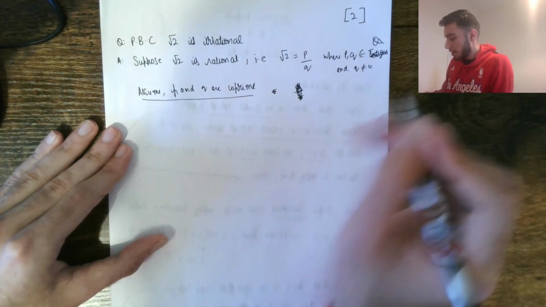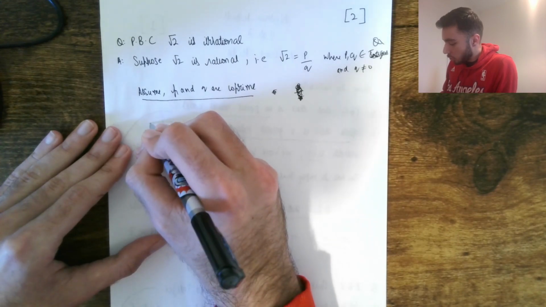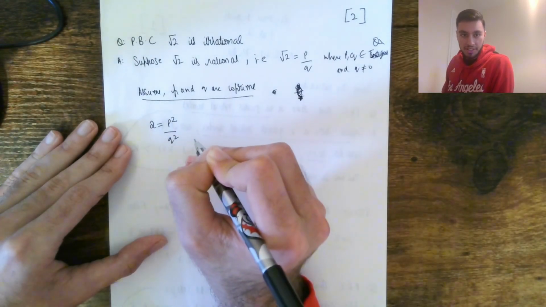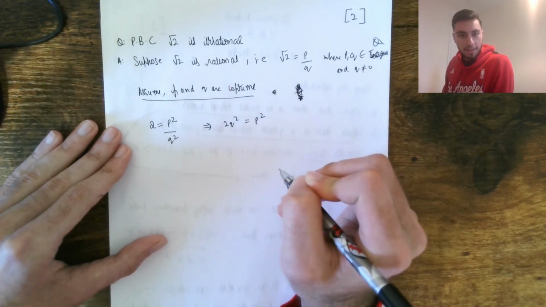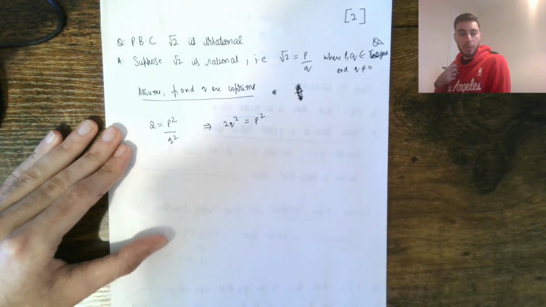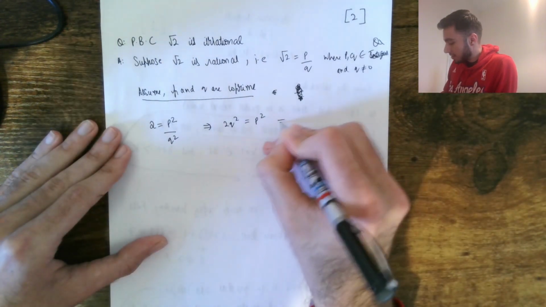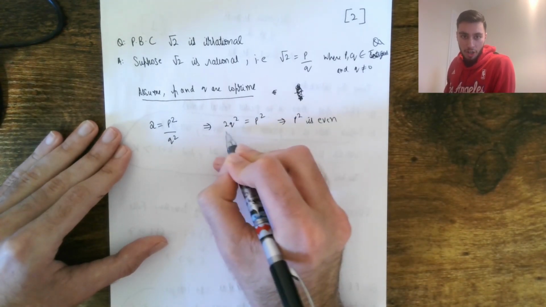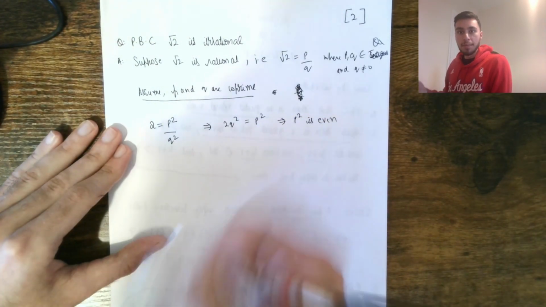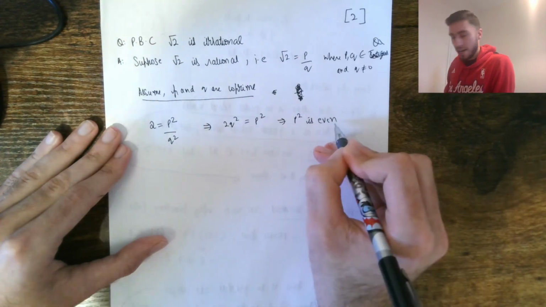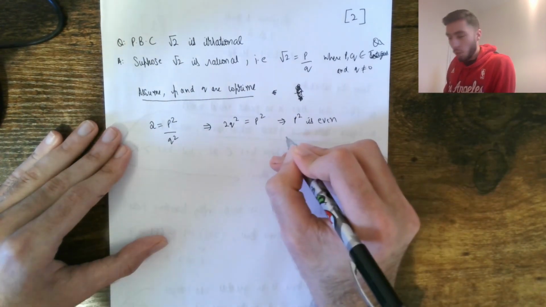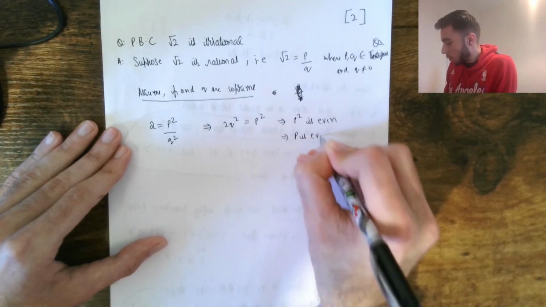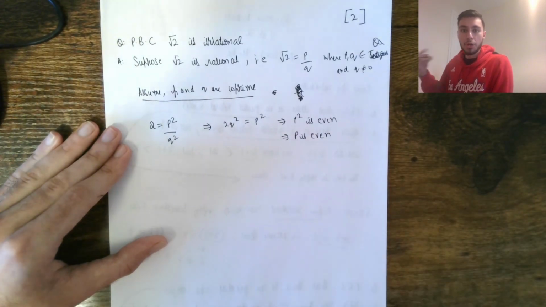If I square both sides, I get 2 equals p squared over q squared, right? I just square both sides. This implies 2q squared equals p squared, which means p squared is even. p squared is even, right? Because something is multiplied by 2 to get p squared, and multiples of 2 are always even. So p squared is even. But wait a second, only even squared is even. So that implies p is even. Because only an even number squared can produce an even number.